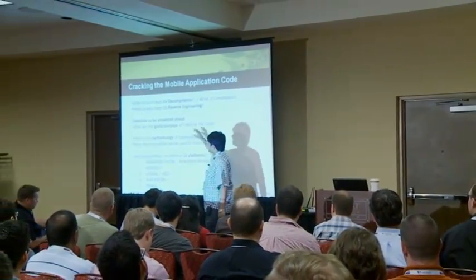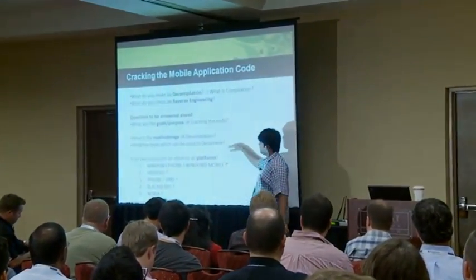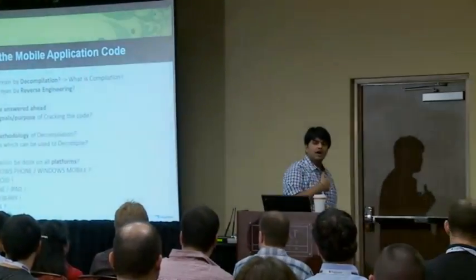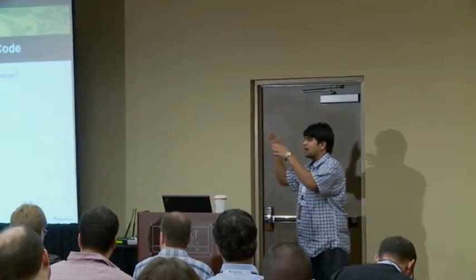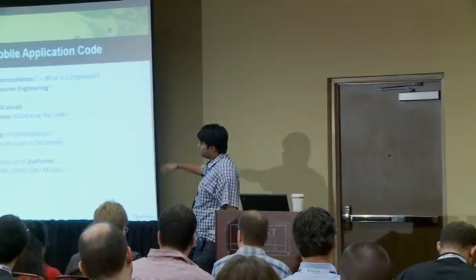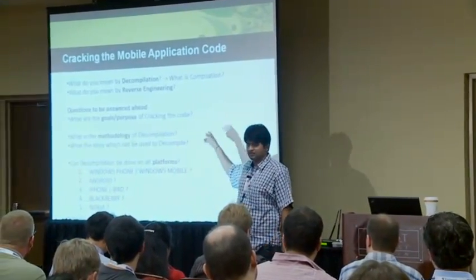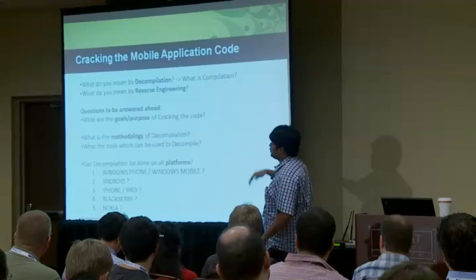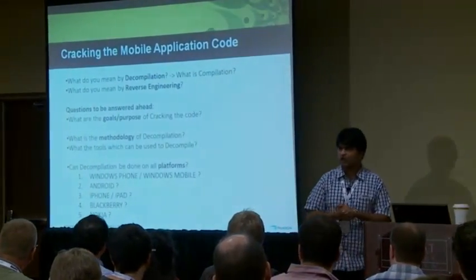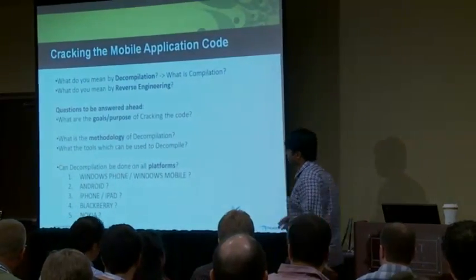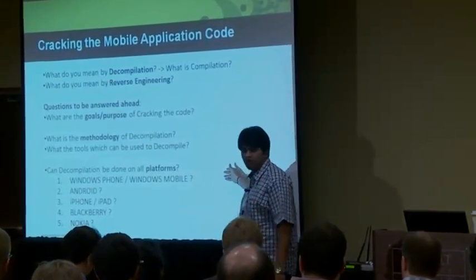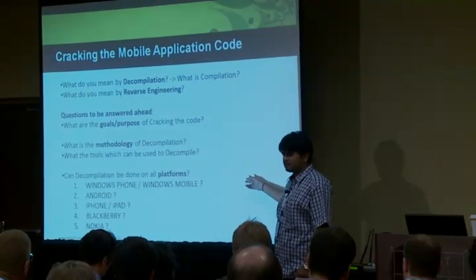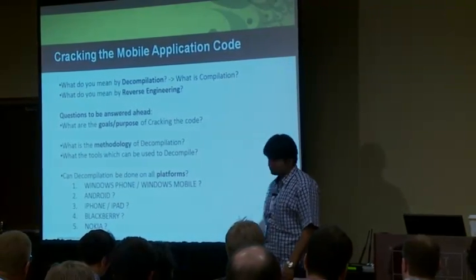Excellent. Now the questions that we're going to answer ahead are: what are the goals and purpose of cracking the code? What do you achieve from this? What do I as a pen tester achieve when I crack my client's applications? What is the methodology of decompilation? Star, double star, triple star, whatever. This is the most important slide. What tools can be used? How do you find out the different tools that can be used? Can decompilation be done on all platforms? Yes, it can. Limitations are there. Challenges are there. Okay, fine. So let's go to the next slide.